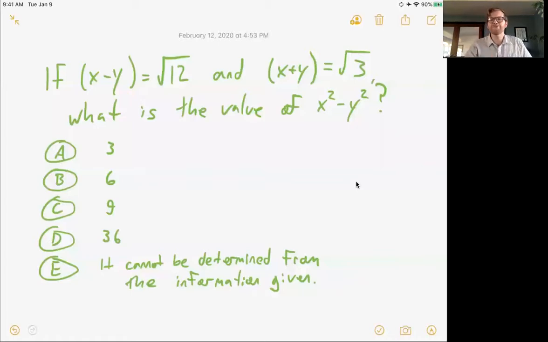Now that I've told you in advance that these are going to be difference of two squares problems, you might just see it really quickly. But if you weren't hyper aware that difference of two squares existed, then you might have thought that this problem was kind of a hard problem. So check it out. The first one says, if x minus y is the square root of 12, and x plus y is the square root of 3, what is the value of x squared minus y squared? And it gives you some options.